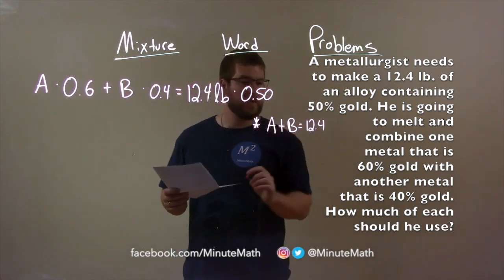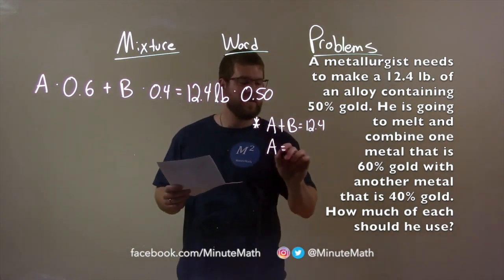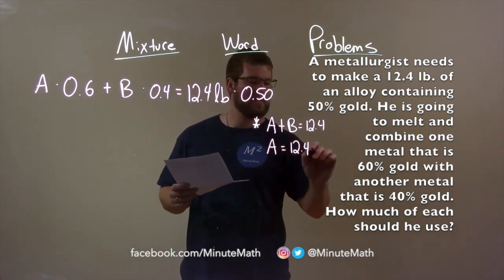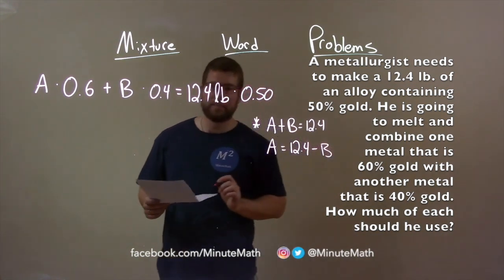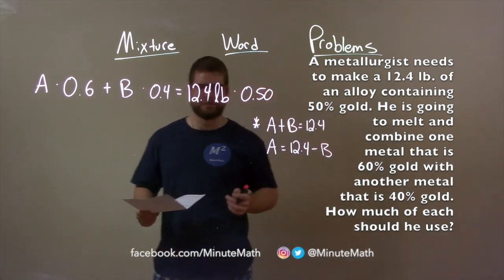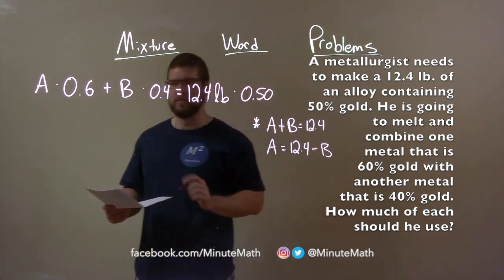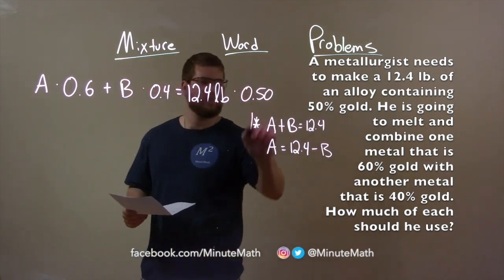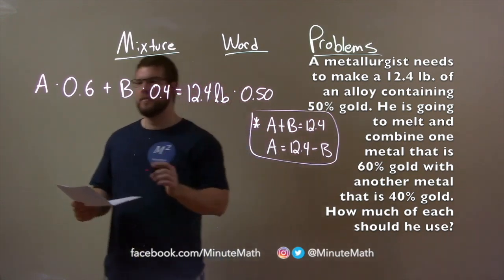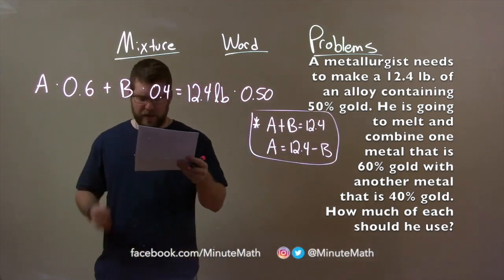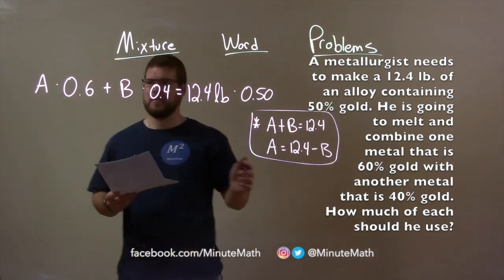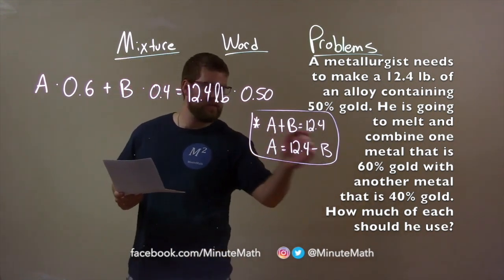So if I subtract B from both sides, that means A is just 12.4 pounds minus B, whatever the pounds of B metal is. Okay, that's going to help us. We're going to need this coming through. So let's first simplify that first equation as much as we can. Okay, and we'll kind of simplify it. We're going to put this in that same step.